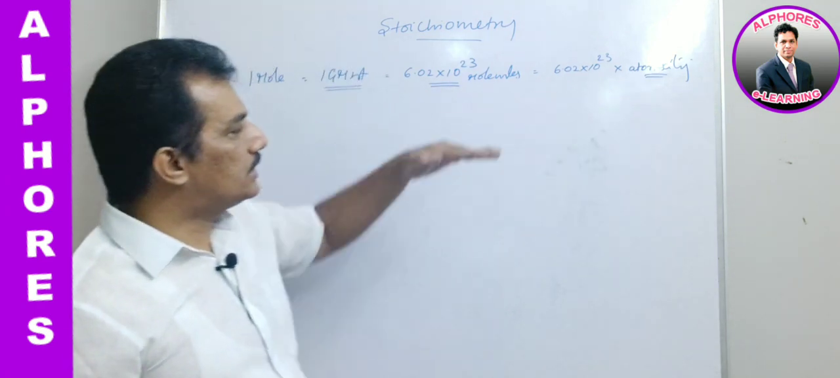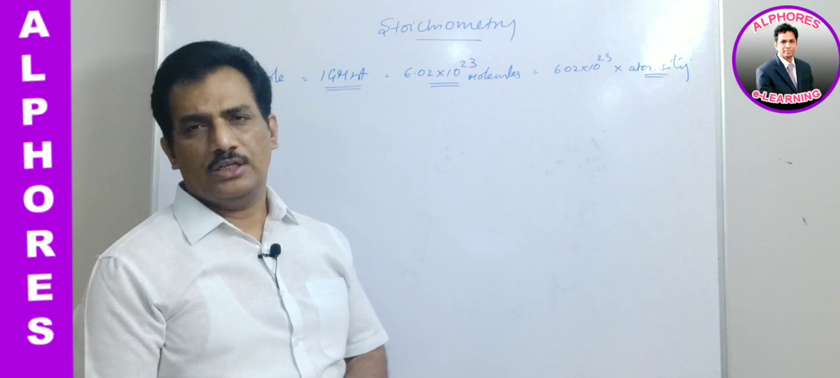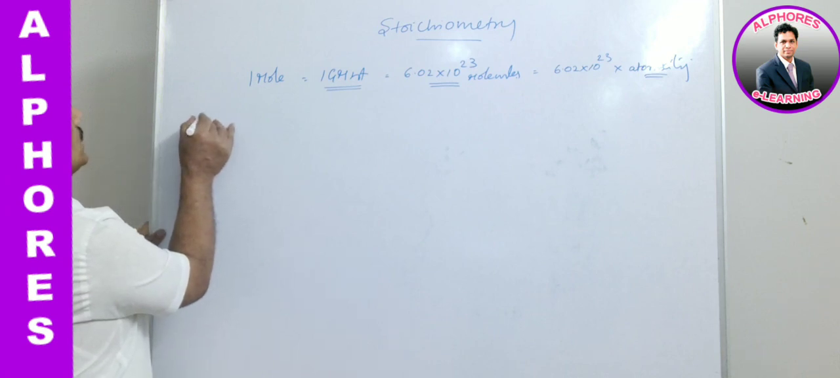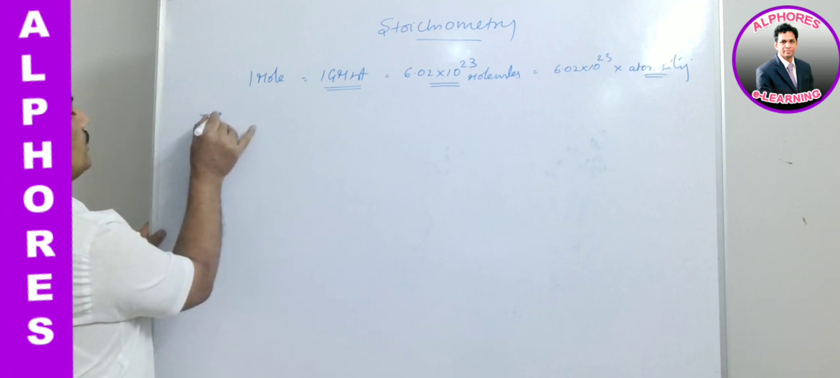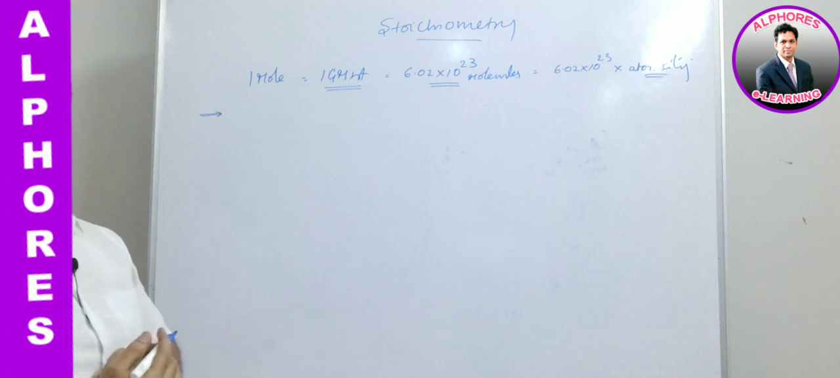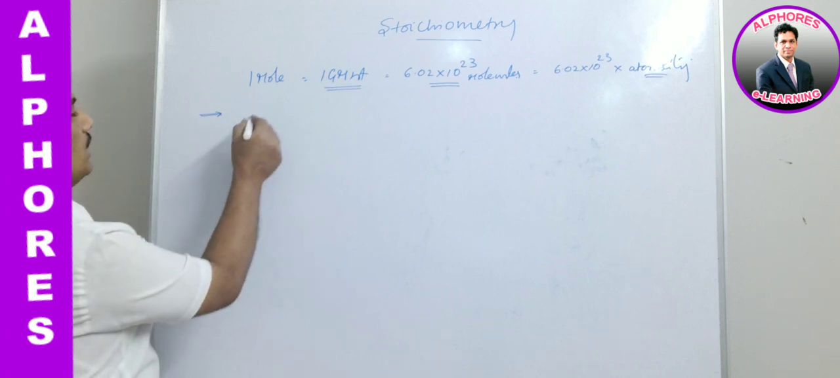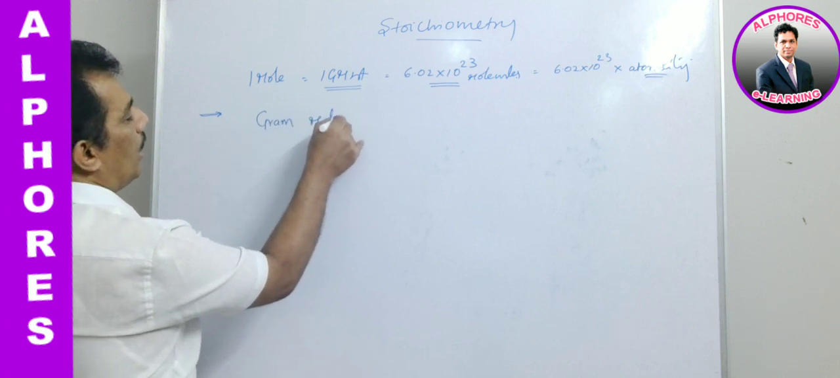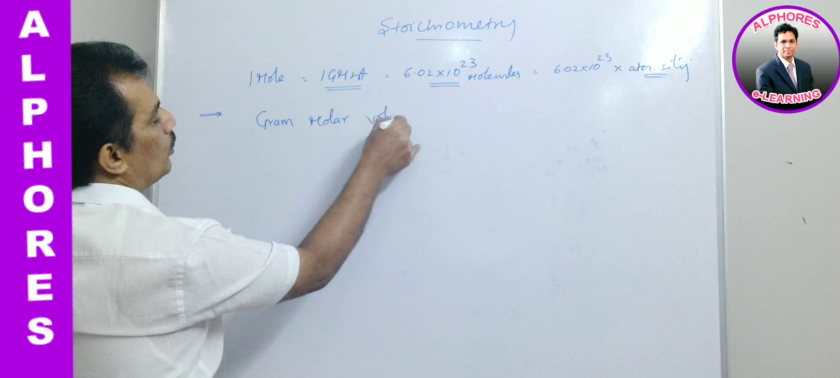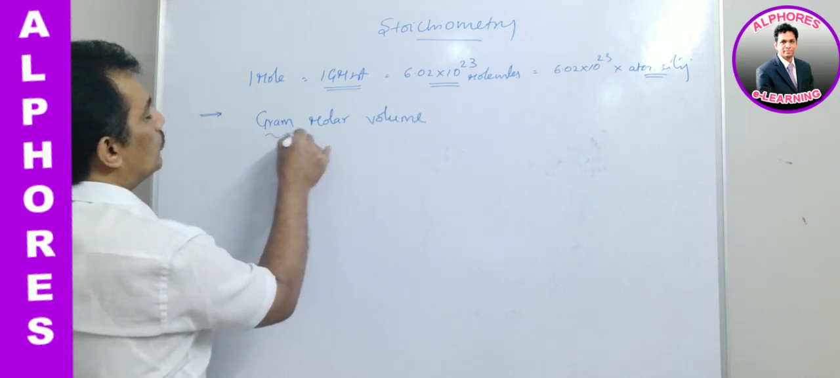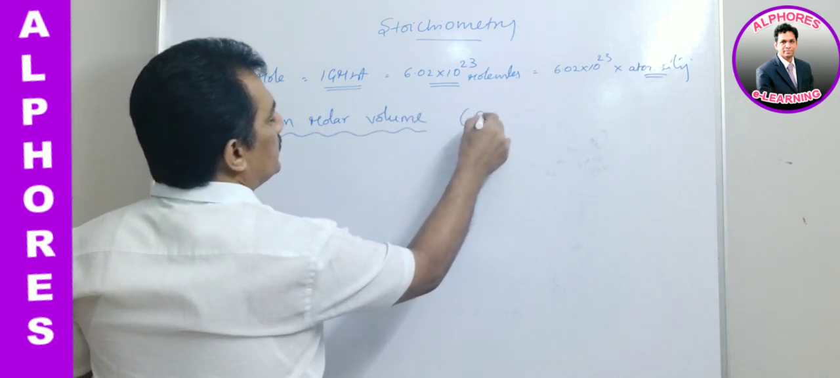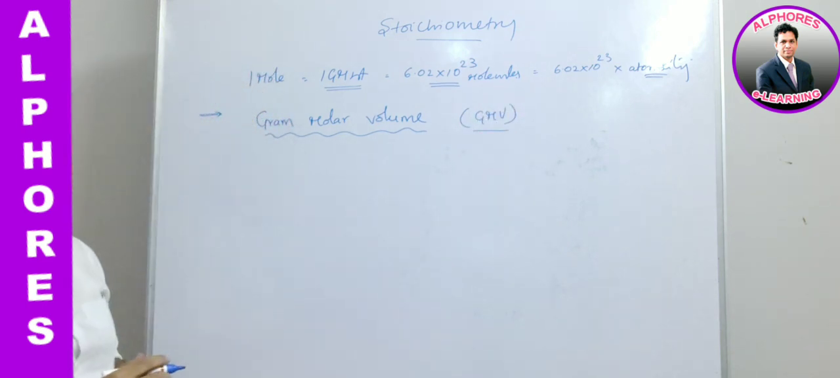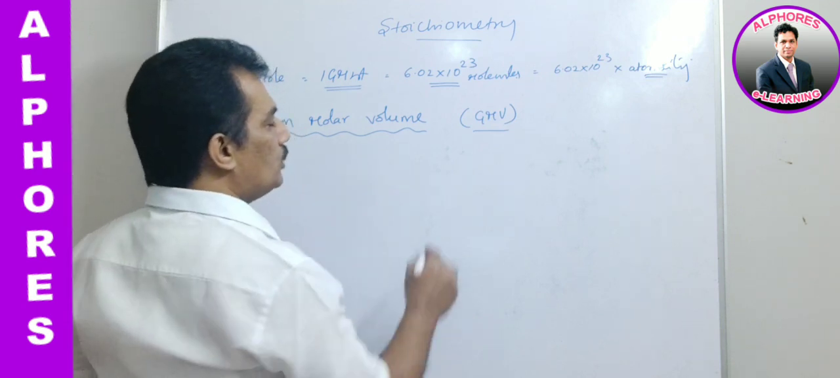Clear? Up to this we discussed and solved one or two numericals related to each concept. Now we are entering one more concept having a relation with mole and molecular weight, and this is gram molar volume. Gram molar volume is also known as GMV.